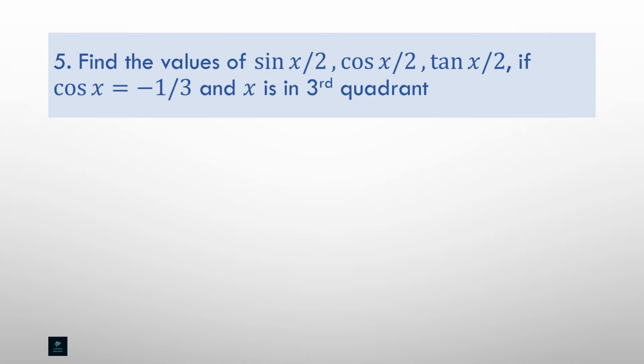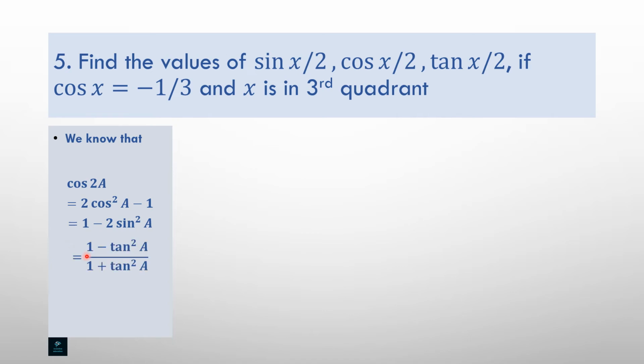In this example, we are given that cos of x is equal to minus 1 by 3, and we are required to find the value of sin x by 2, cos x by 2, tan x by 2, and we are given that x is in the third quadrant. Now we know that cos of 2a is equal to cos square a minus sin square a, and this is also equal to 1 minus 2 sin square a, and this is also equal to (1 minus tan square a) divided by (1 plus tan square a). We can use any of these relations.